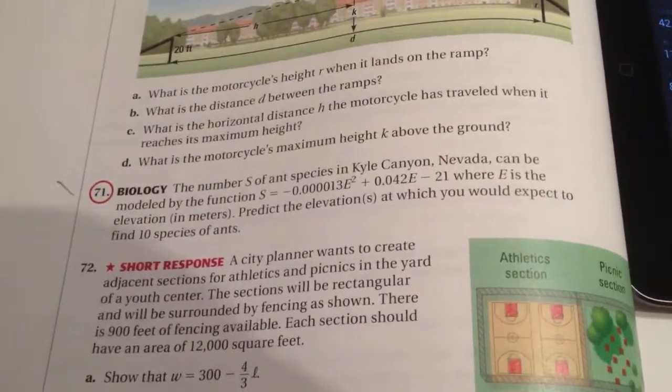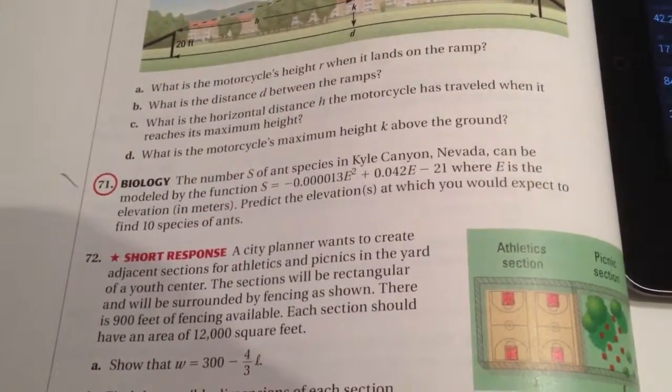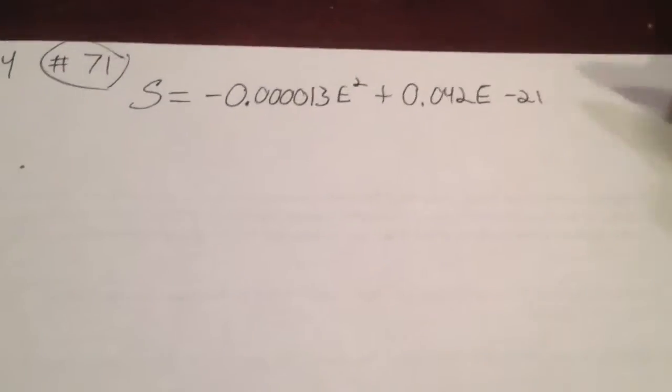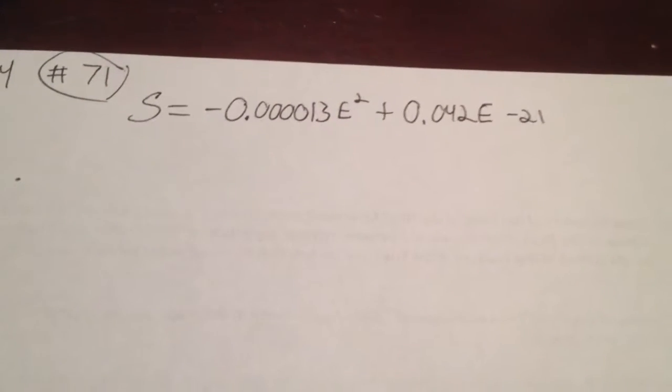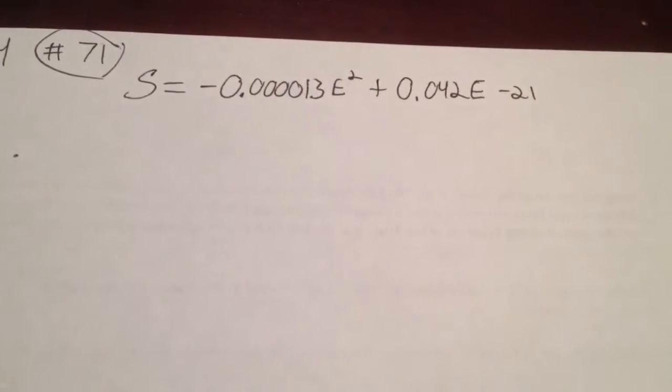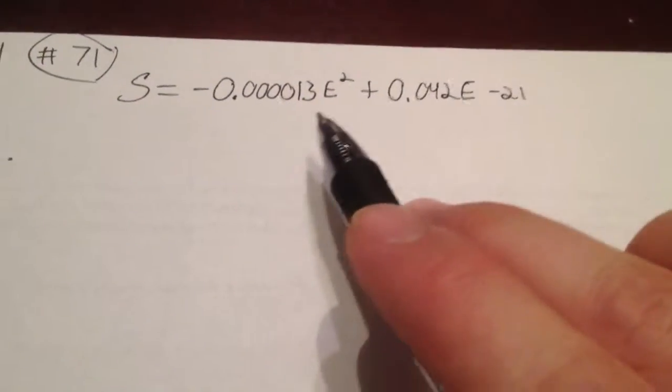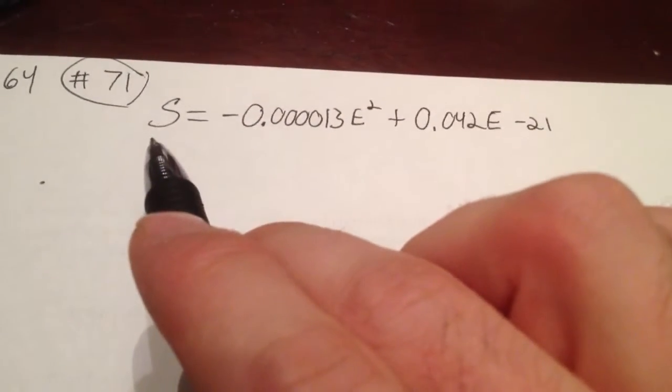Alright, here's the other one, page 64, number 71, that I had a request for. You can take a look at that in your book if you need to. Then we have our equation for the number of ant species in the canyon depending on the elevation. E for elevation, S for species.